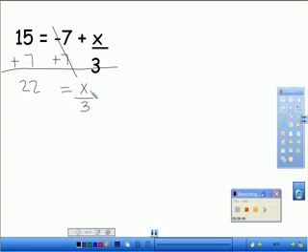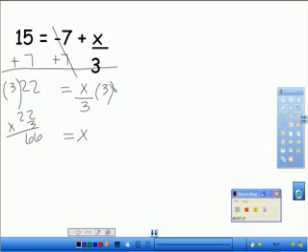Now we have x divided by 3, and the opposite of x divided by 3 is to multiply by 3 on both sides. So I'm going to multiply this side by 3, and I'm going to multiply this side by 3. 22 times 3. 3 times 2 is 6, and 3 times 2 is 6. So 66 equals x. Those 3's are eliminated. So I need to check my math, so I'm going to write the problem.